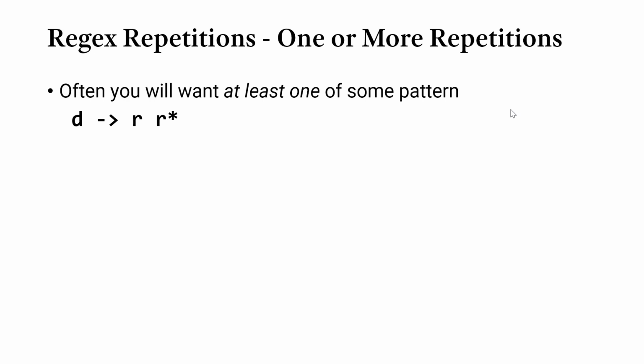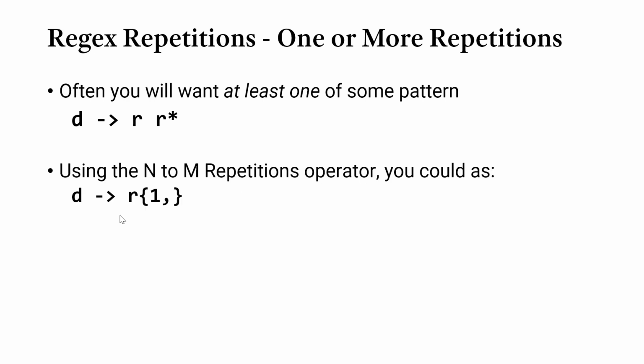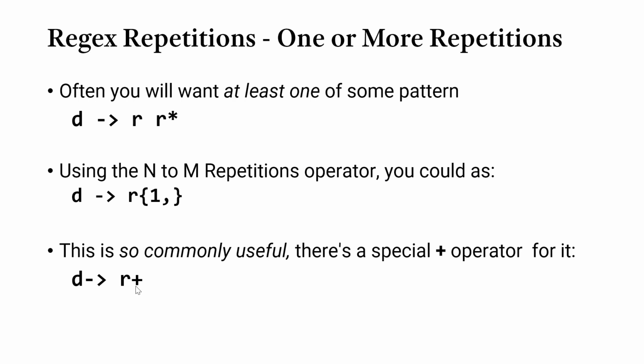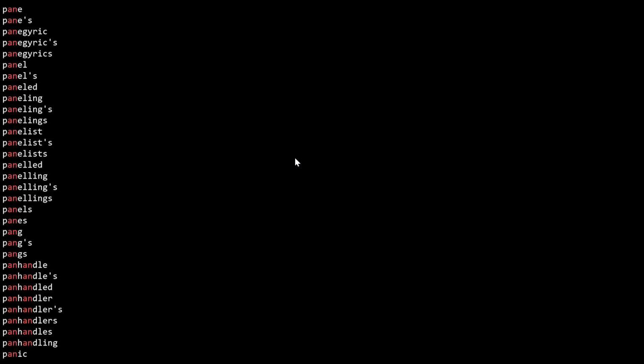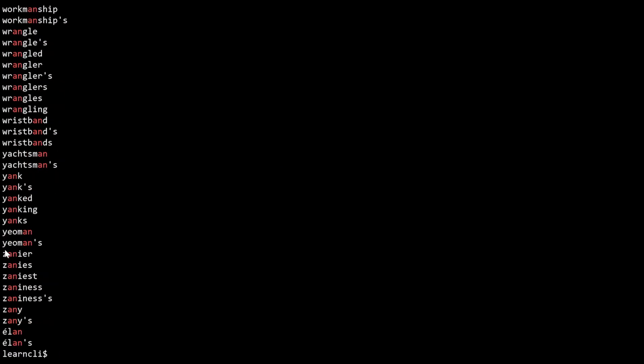If we wanted one or more repetitions, this is very common. We could have done this with the N to M syntax, right? One or more. But this is such a common operation that we have a special symbol for it, which is the plus. So 1 or more is the plus. 0 or more is the star, right? But 1 or more is the plus. So we could try this out. We could try AN plus. So 1 or more ANs following one after the other. And sure enough, we get AN.